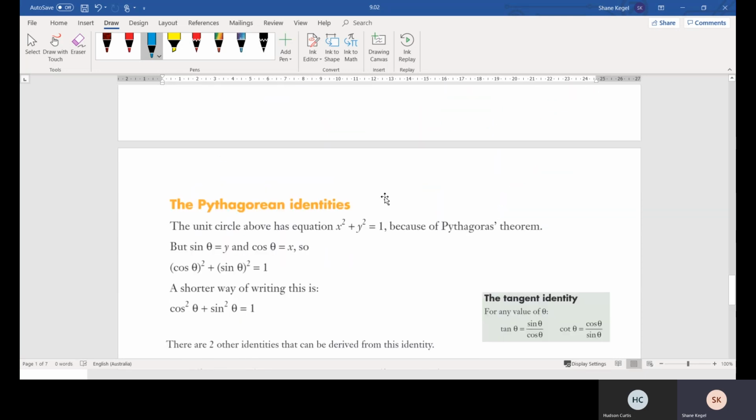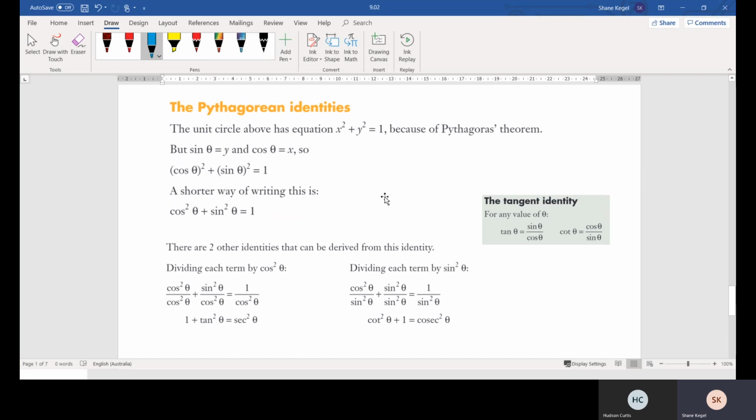Perfect. So there are a couple of other identities. We've got the Pythagorean identities. So our unit circle, which was, remember, our circle about our origin, and it has a radius of 1, is given by this formula. So as we explored in our assignment, x squared plus y squared gives a circle, and then the value that it equals is the radius. So in this case, 1.